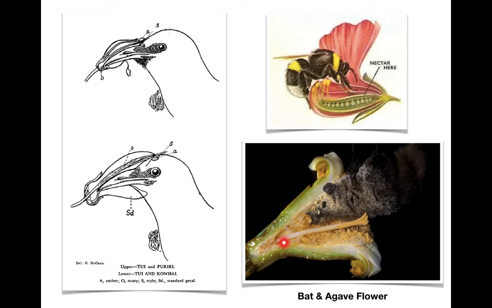We also have bats. This is an agave flower. It's a kind of cactus, and they have so many anthers. It's crazy. So much pollen. Their whole face is covered in pollen as they get at the nectar at the base. And here's the female part of the flower here.